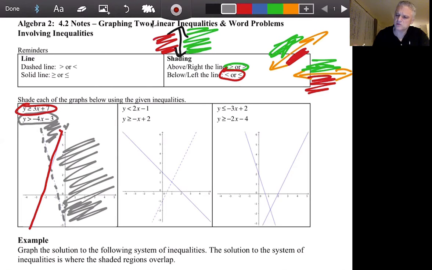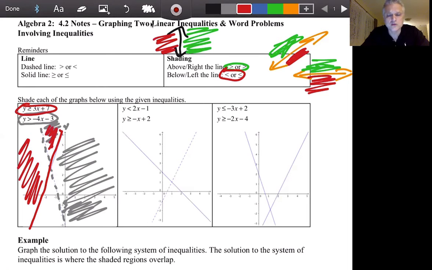Now notice that when we made the second, the red one and the gray one, you have a total of 1, 2, 3, 4 regions. So saying greater than or saying less than, you're going to have 2 of the 4 regions shaded. Now let's look at the red, this guy. This one says greater than or equal to, which says we're going to go above the red one. So above the red one would be this region and this region.